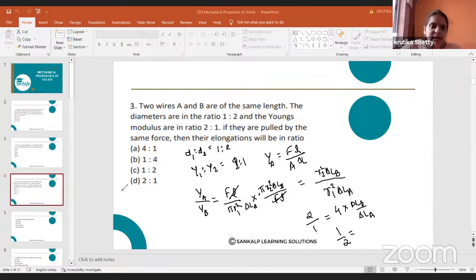Therefore whatever answer you are getting, we take its reciprocal. So LB by LA is 1:2, LA by LB is 2:1. Therefore option D is the correct answer here. Okay, I hope you have taken down the solution. Please take down the solution along with me. Because of the lack of time, we can't wait for a longer time. Let us go for the next question.